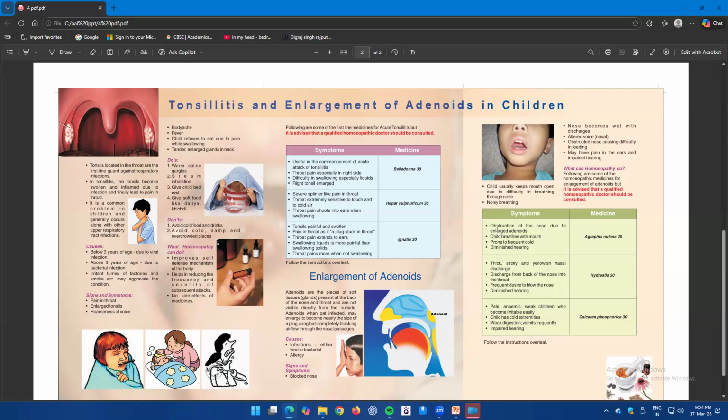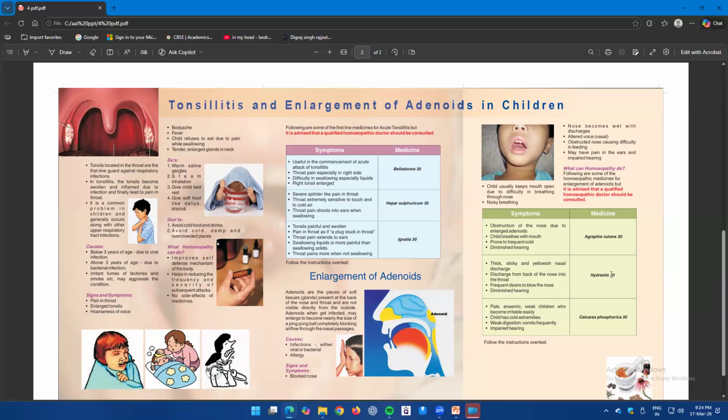When the child is suffering from severe obstruction at the root of the nose due to enlarged adenoids, the child breathes with the mouth, and then he is prone to various types of infection. He is prone to repeated frequent cold and cough, and there is diminished hearing. We can give our homeopathic medicine. Then in the second condition, when all the discharges are thick, sticky, yellowish, with nasal discharge from the back of the nose into the throat, frequent desire to blow the nose and diminished hearing.